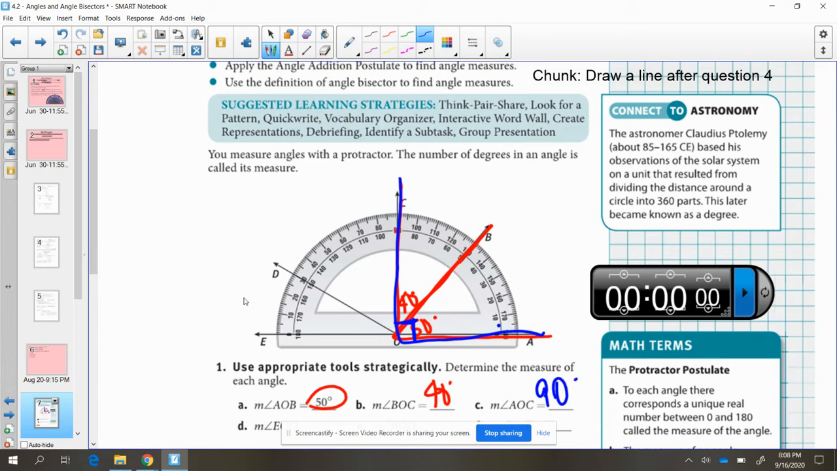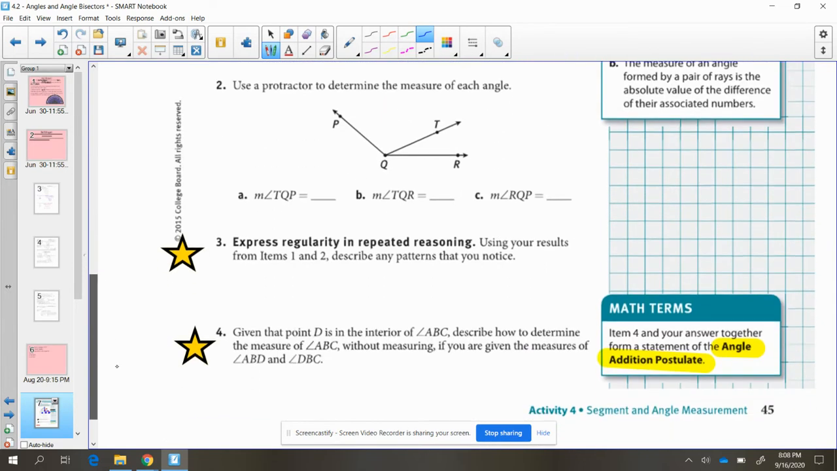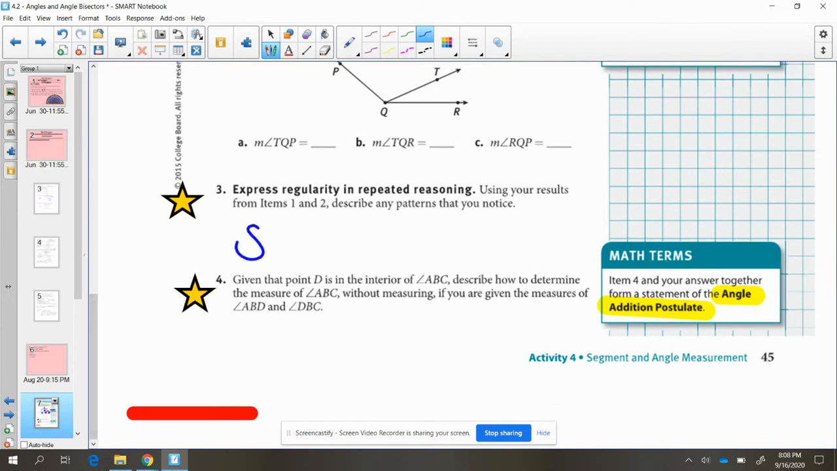Now, what you're possibly noticing here is this lovely pattern, similar to what we talked about in lesson 4.1, that small guy plus small guy is equaling our big guy. And what that is known as is our angle addition postulate. Again, small guy plus small guy equals big guy. Just like it worked with segments, it's also going to work with angles.